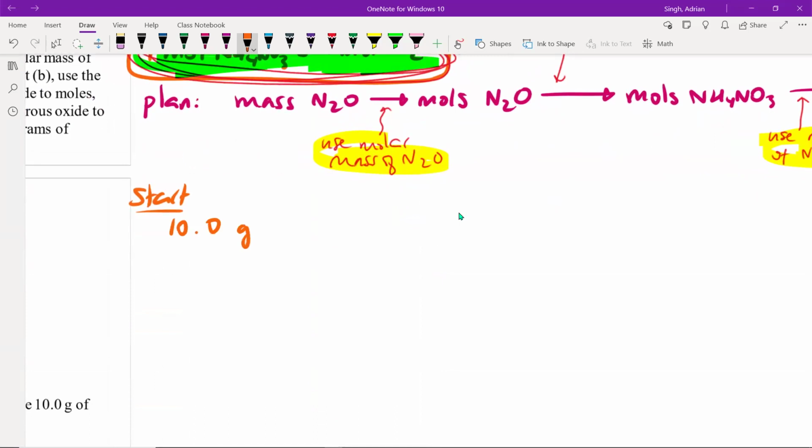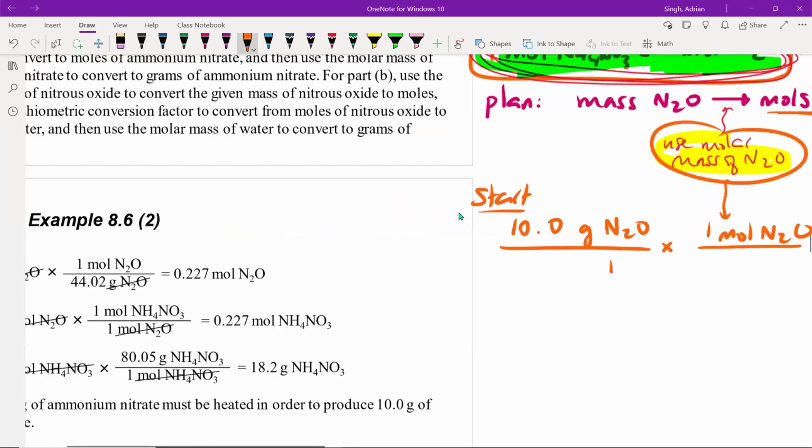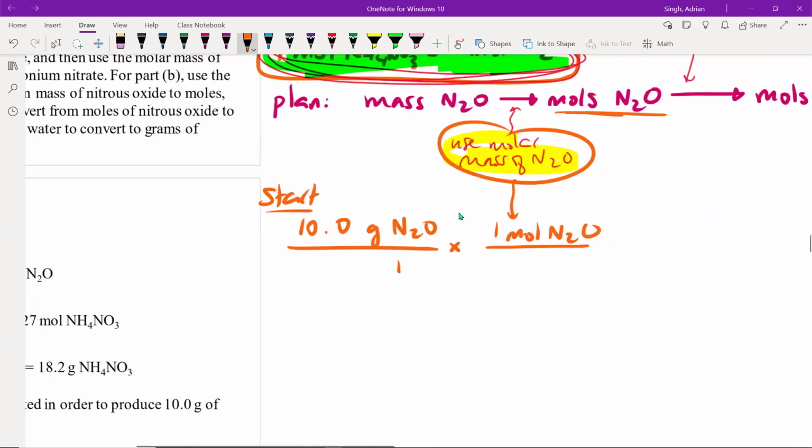So 10.0 grams of N2O, that goes over 1. We're going to use our molar mass of N2O now as our first conversion factor. And if I want to end up with moles of N2O, that mole of N2O goes on top. What's the molar mass? Well, it's 2 nitrogens and 1 oxygen. Okay, so that would be 44.02 grams of N2O. Okay, so that goes away.